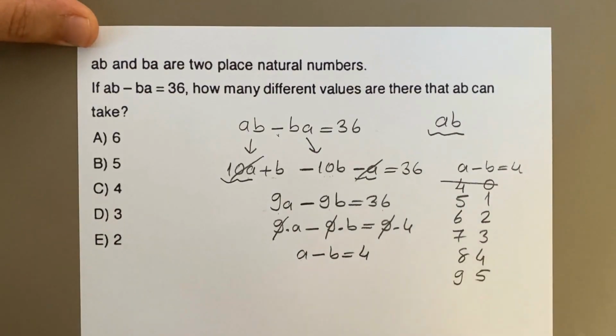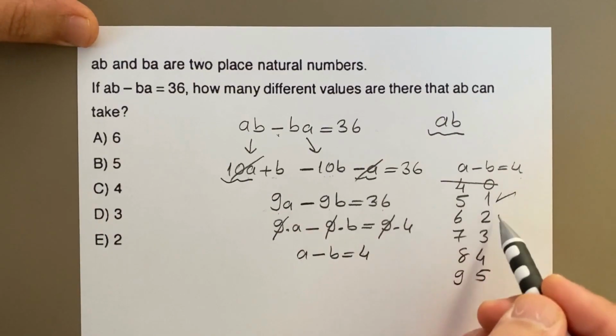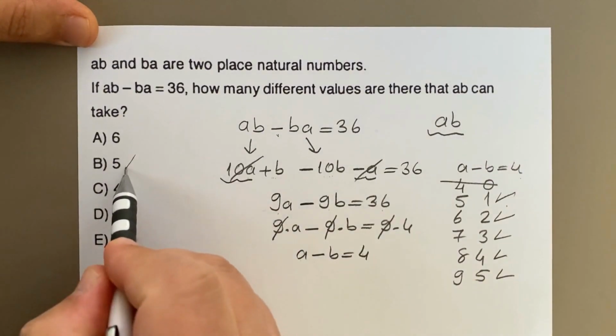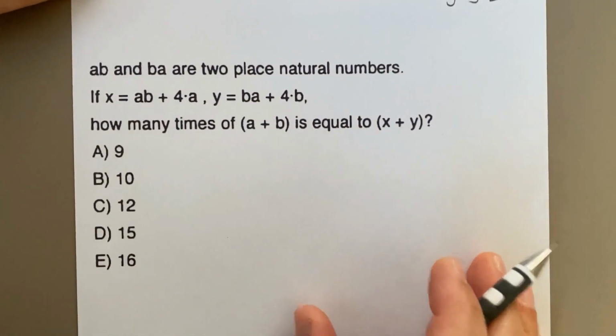In this case, it asks us how many values AB can take. Look, 1, 2, 3, 4, 5. There are 5 different values. The correct answer is option B. We're moving on to the next question.